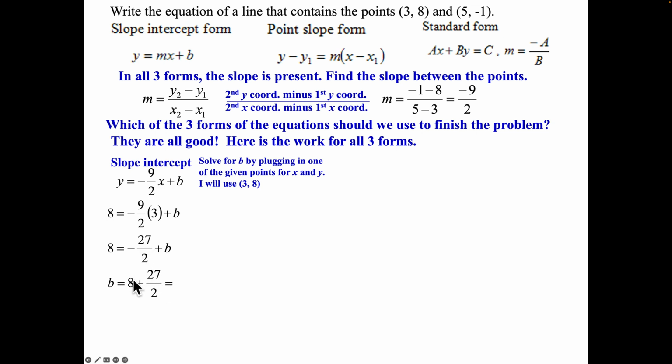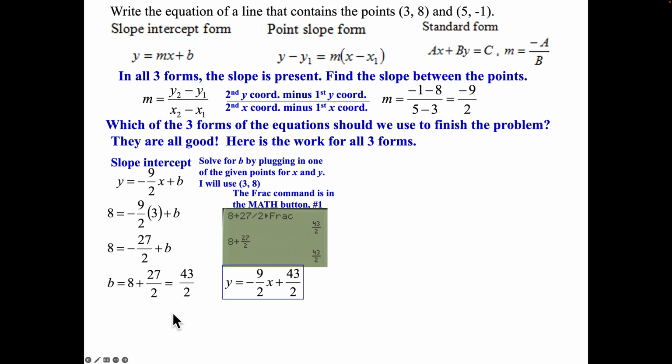So negative 9 times 3 gives me negative 27 over 2. And then I would add the 27 over 2 to the 8 to solve for b, which means I need common denominators, so this becomes 16 over 2. Or you go to your calculator and type 8 plus 27 divided by 2 and return the answer as a fraction, 43 over 2. If you use the fraction command, it should give your answer back as a fraction. So there's my b value, there's my equation. You're forced to work with fractions.